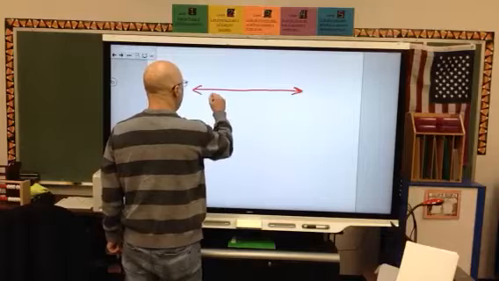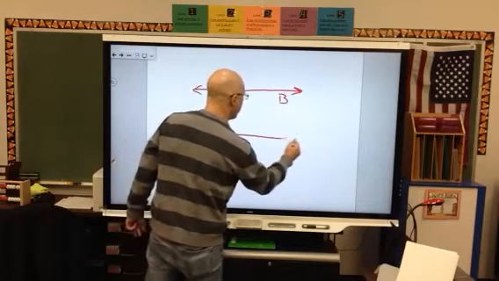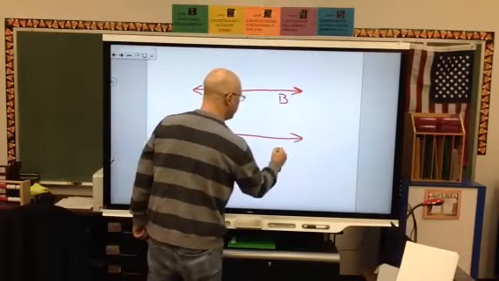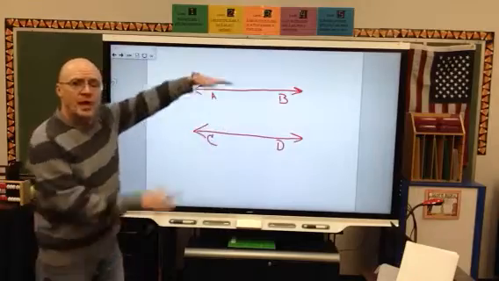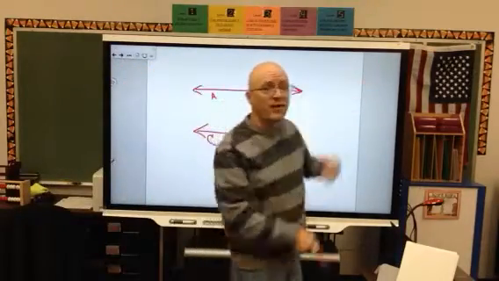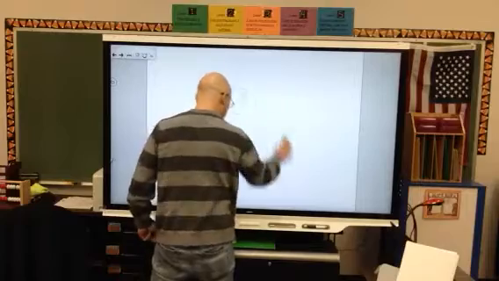If I have the line AB here, and I have the line BC here, or that would be CD. Those two lines, I tried to do the best I could. If you kept on drawing those lines forever and ever, they would never touch each other. They're parallel. That's what it means, parallel.